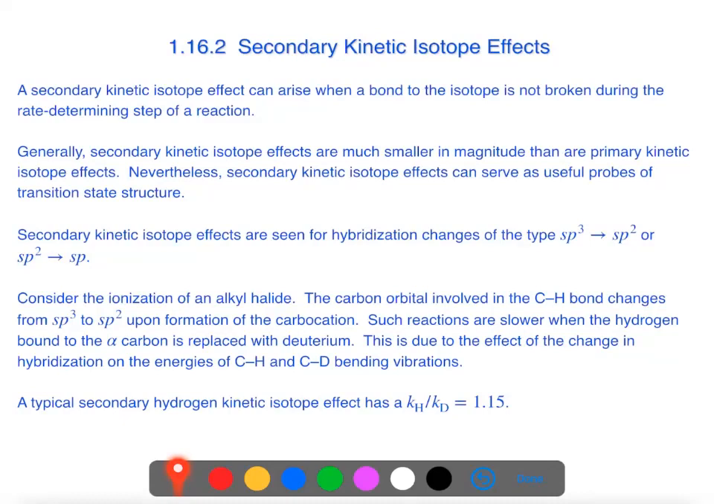The carbon orbital involved in the CH bond changes from sp3 to sp2 upon formation of the carbocation. Such reactions are slower when the hydrogen bound to the alpha carbon is replaced with deuterium. This is due to the effect of the change in the hybridization on the energies of the CH and CD bending vibrations. A typical secondary hydrogen kinetic isotope effect has a ratio of approximately 1.15.